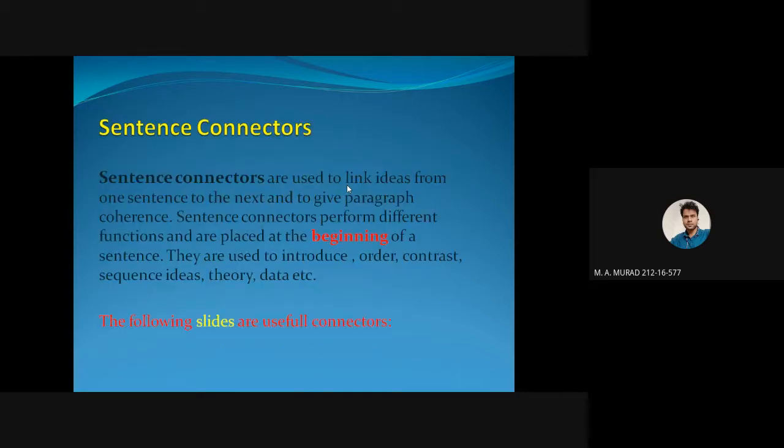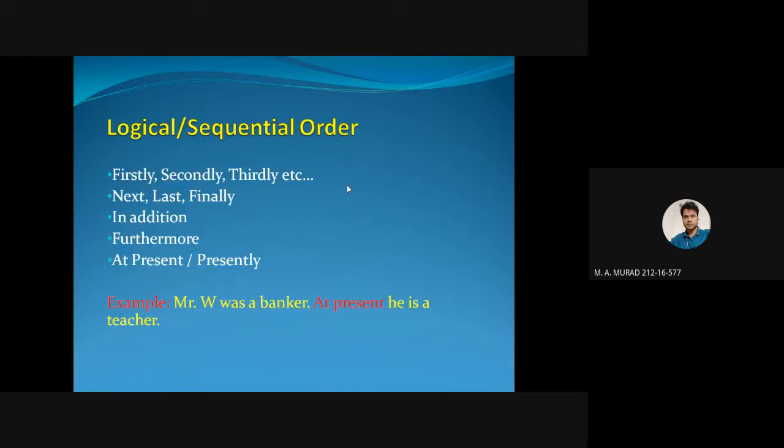In our next slide, sentence connectors. What is a sentence connector? Sentence connectors are used to link ideas from one sentence to the next and to give paragraph coherence. Sentence connectors perform different functions and are placed at the beginning of a sentence. They are used to introduce order, sequence, ideas, theory, data, etc. The following slides show useful connectors.